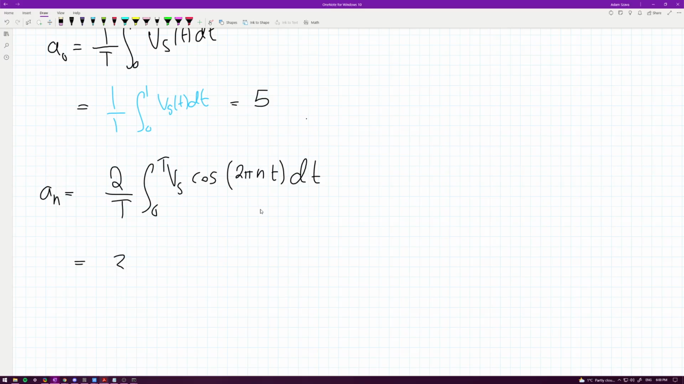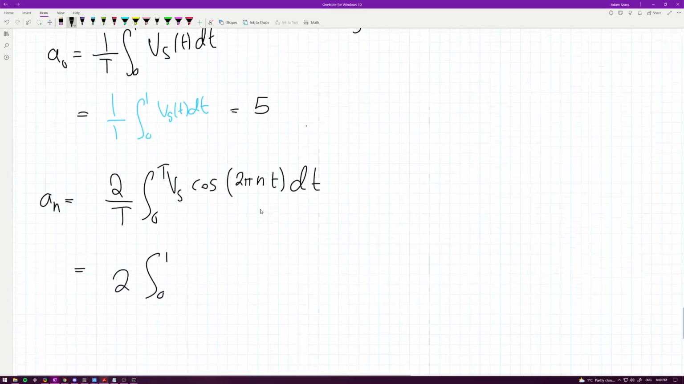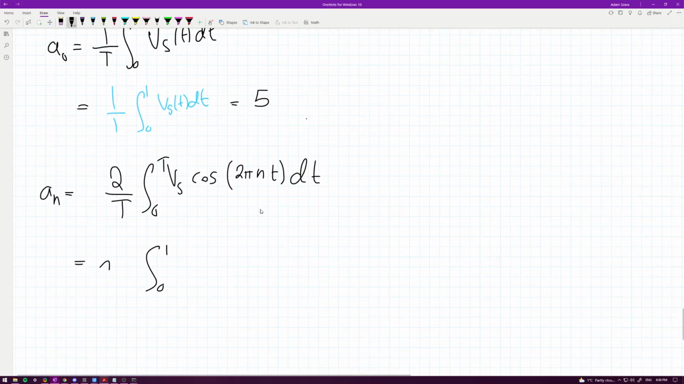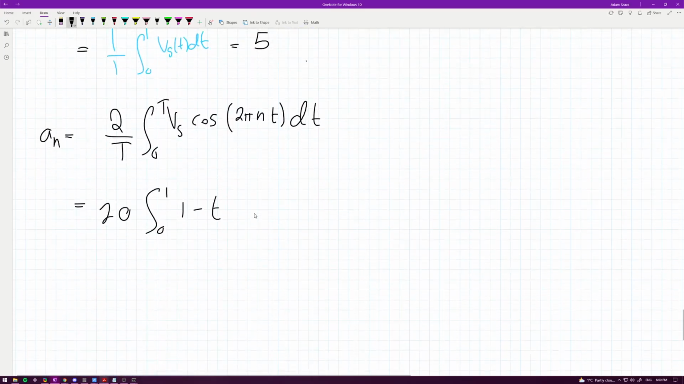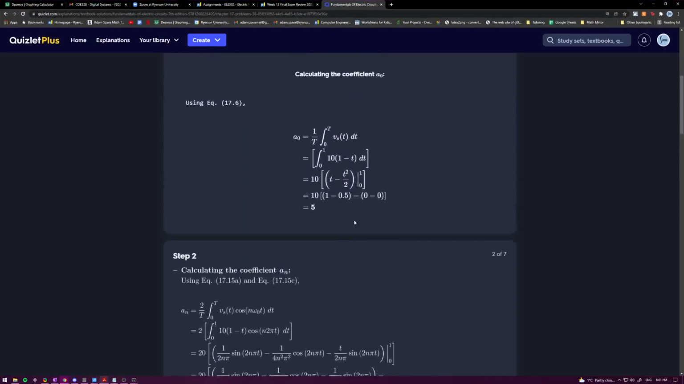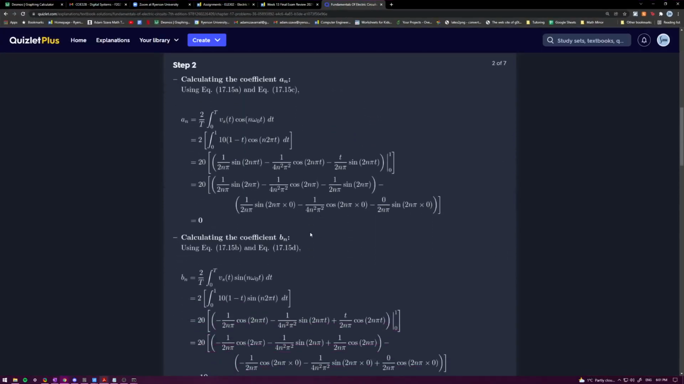So that's 2 integral 0 to 1 of, well, I'll say (1 minus t), because I'm just factoring out a t there, cosine 2 pi n t. Okay, then I got a whole thing to integrate here. We can look at this later solution. There's not really a point of me rewriting everything if I'm just looking at this later solution.